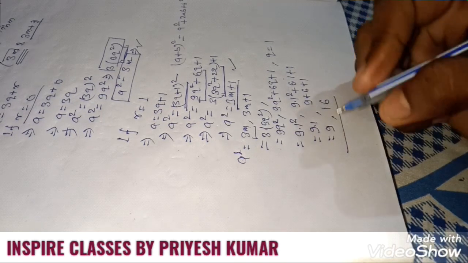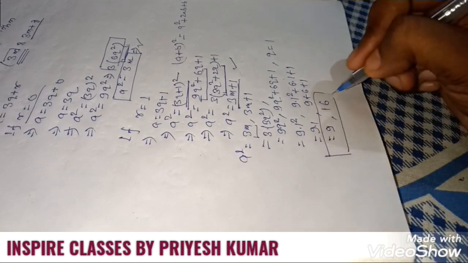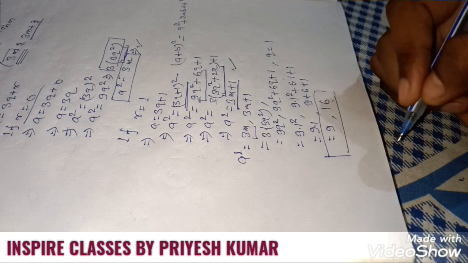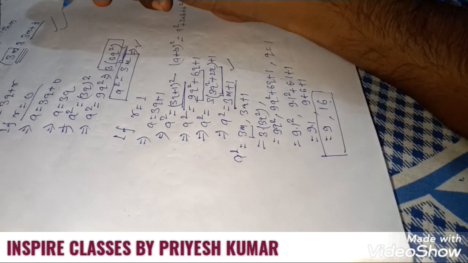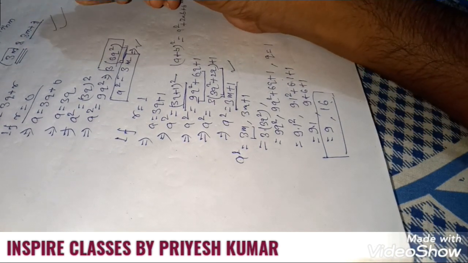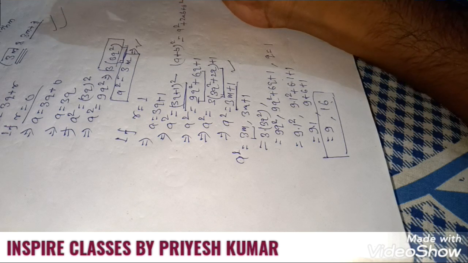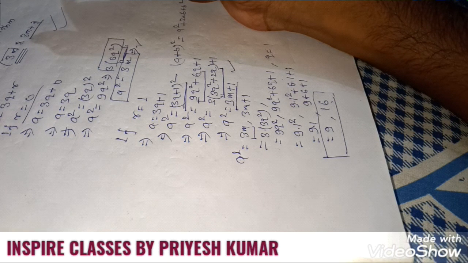These two numbers are the squares of 3 and 4. That's why we can say that any positive integer square can be expressed in the form of 3m or 3m plus 1. That's why the next question will be based on the same pattern, and I hope you will solve that question in the same way. Thank you.